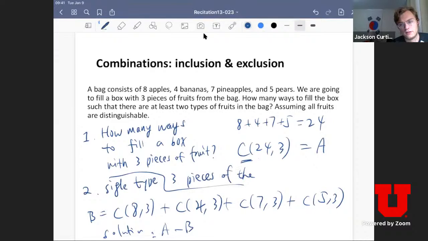Is assuming the fruits are distinguishable just a red herring then? Because it doesn't seem like it's affected the problem at all. No, actually it does matter because, remember, think about each fruit as an individual, right? So there's 8 different individuals in there. I'm going to choose 3. So yes, they're distinguishable. How would I put it? They are distinguishable when you are choosing from them.